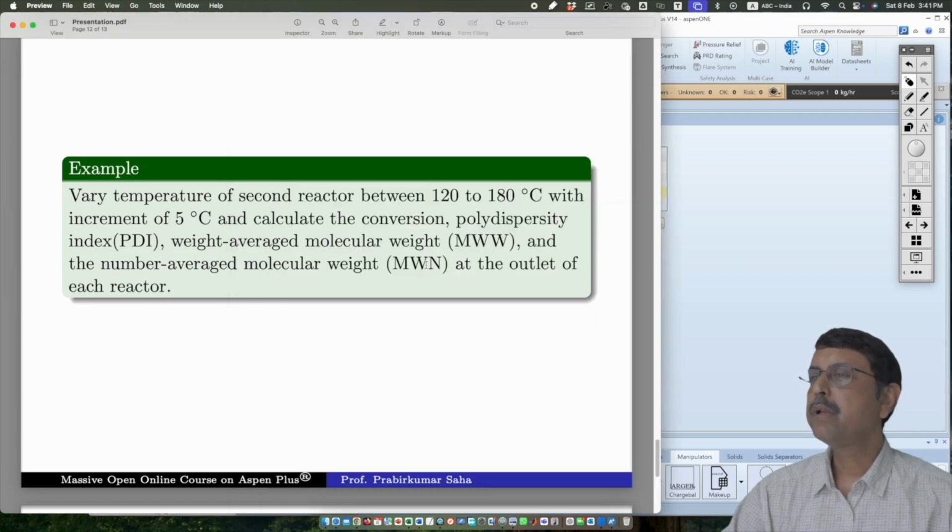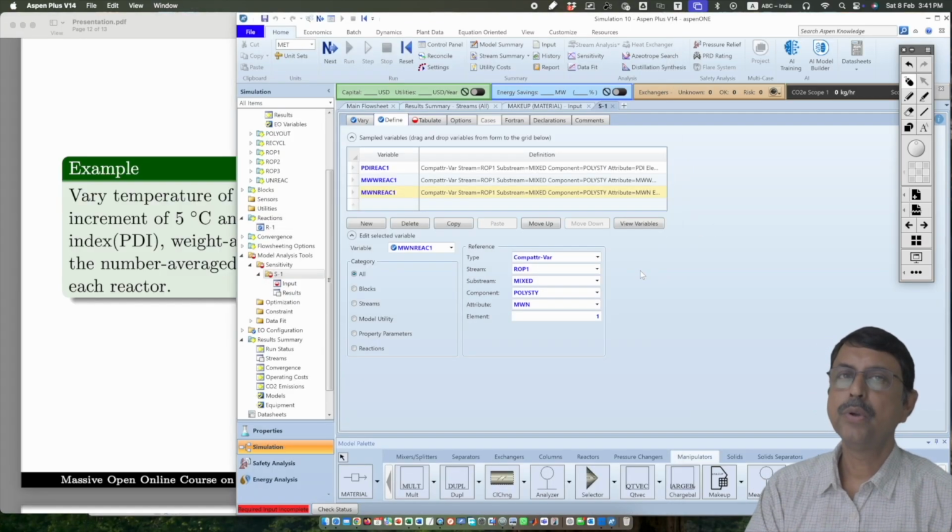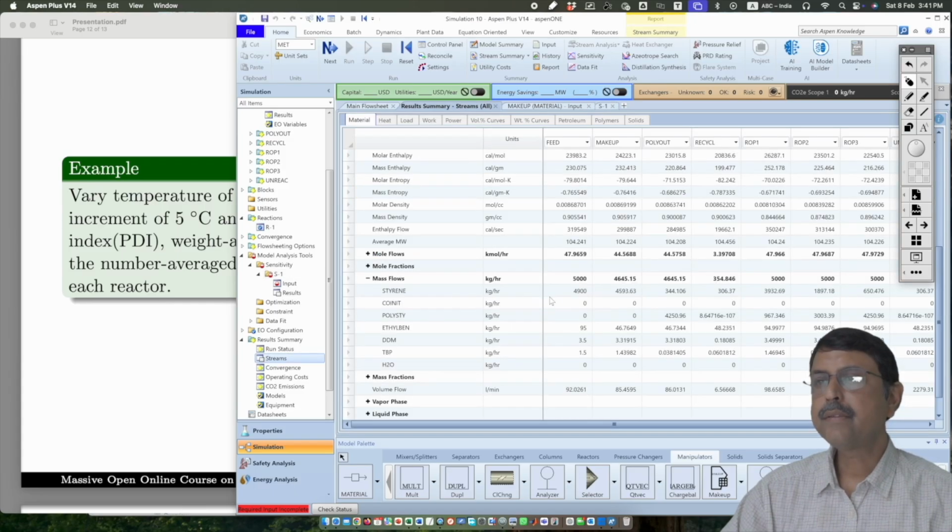PDI, MWW, MWN, and conversion. Conversion means how much of styrene has converted to the polystyrene, right? So what is the total styrene? 4,900. And what is coming through the makeup stream? It is 4593.63. This much of styrene has converted. That is the reason it is being sent to the makeup, right? So this much has converted. So this by this, so this is the conversion.